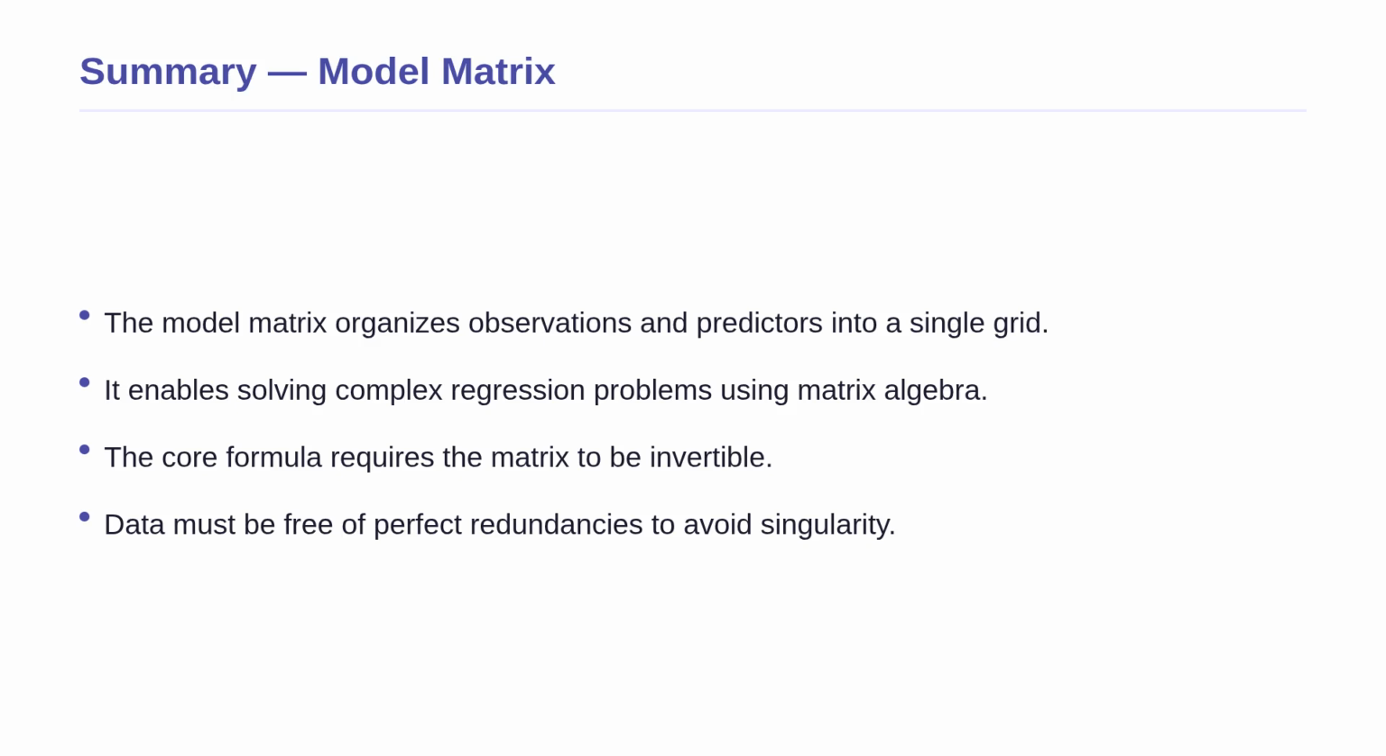Let us review the key takeaways. The model matrix is the fundamental bridge between raw data and linear estimation. By organizing all our observations and predictor variables into a single grid, we can use the power of matrix algebra to solve complex regression problems instantly. However, remember that the core formula relies on the matrix being invertible, which requires our data to be free of perfect redundancies. Understanding how to build and manipulate this matrix is your first crucial step in mastering modern statistical modeling.